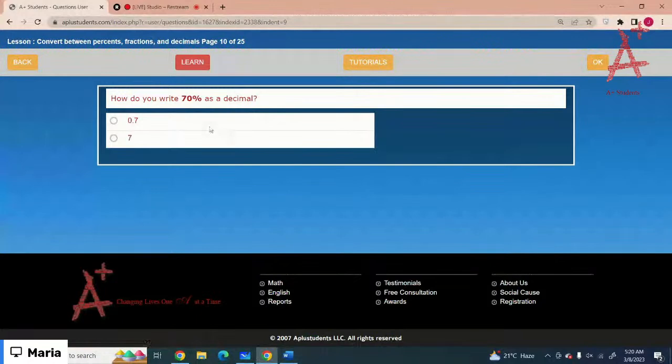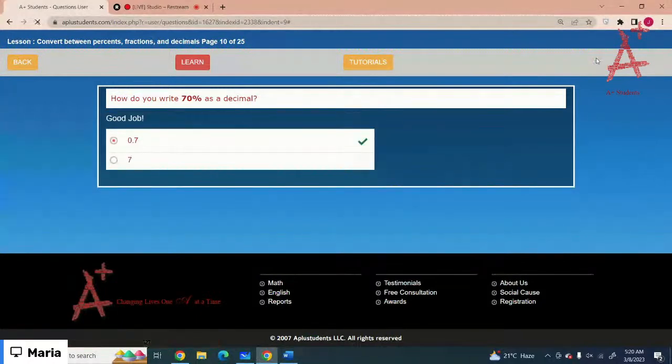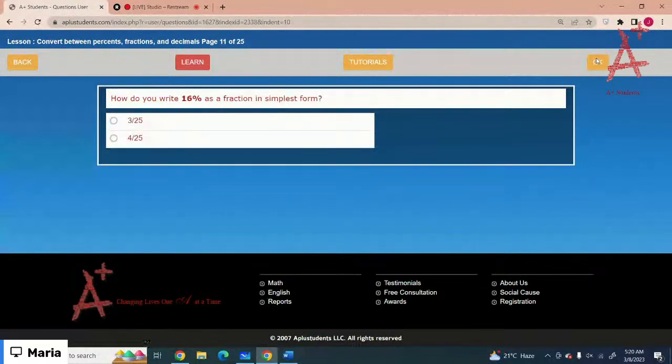How do you write 70% as a decimal? Yes, that would be 0.7. Got it? You have to write it as a decimal, so it is 0.7. Okay, how do you write 16% in simplest form?